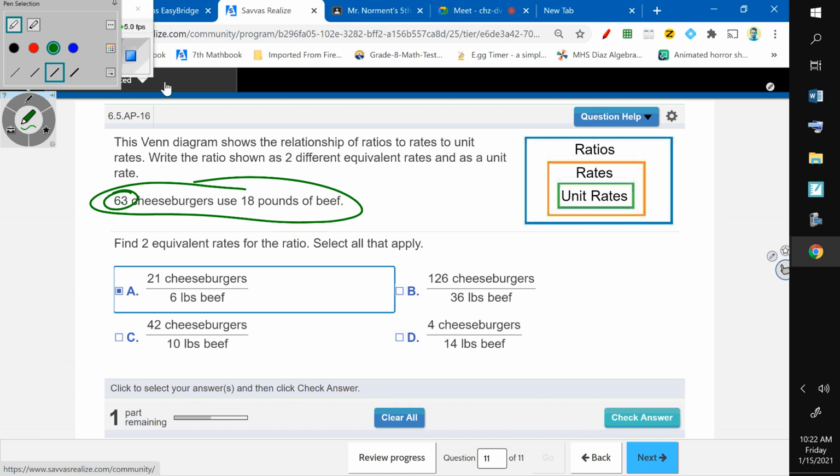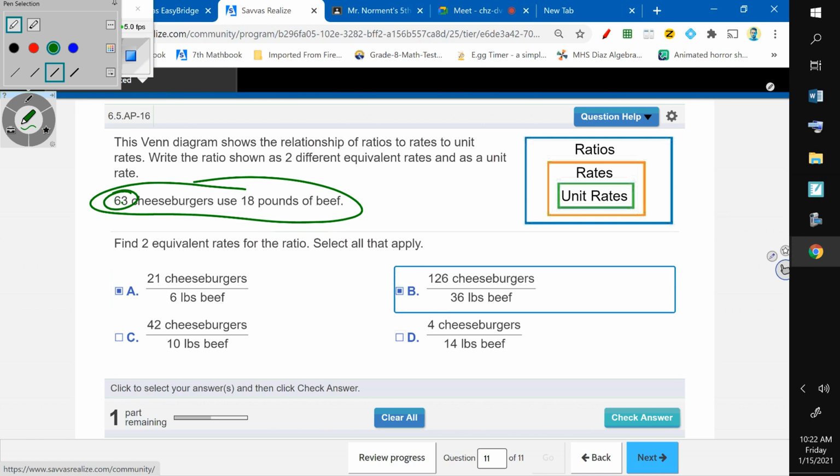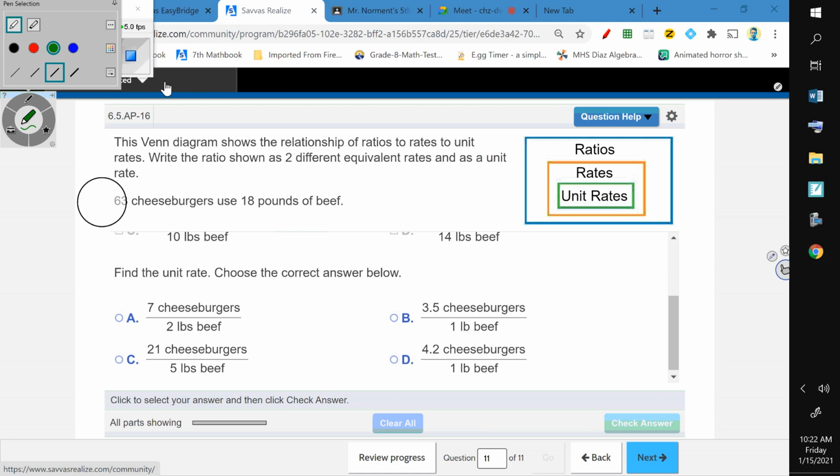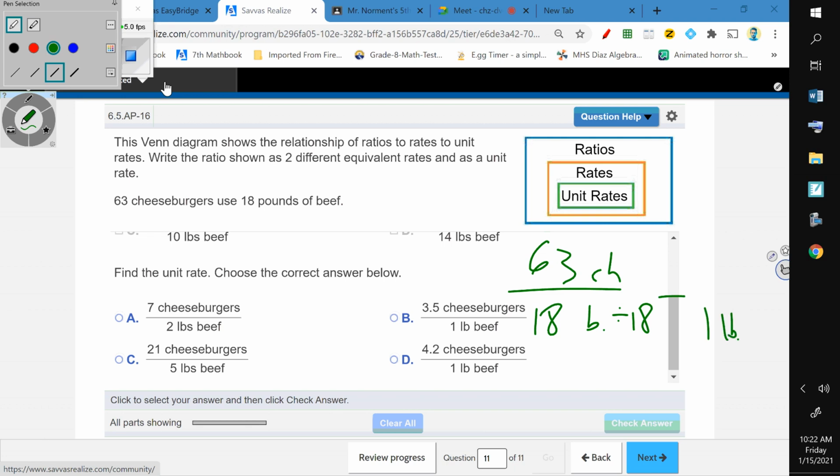And you can also double it. You can multiply both the top and bottom times 2. That's going to give you this. Can you get that, please, Ava, if you know how? And then find the unit rate. Now, this is going to be a decimal. Because if you take 63 cheeseburgers over 18 pounds of beef, and you divide this by 18 like you're supposed to, that's going to give you 1 pound of beef. And then 63 divided by 18.